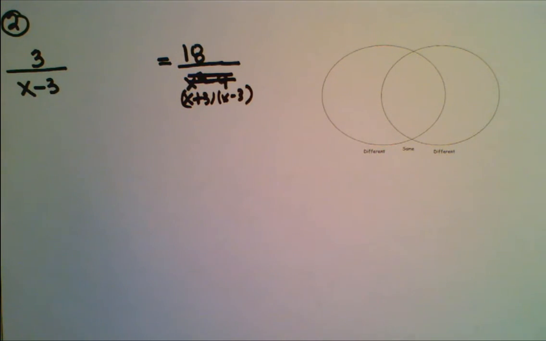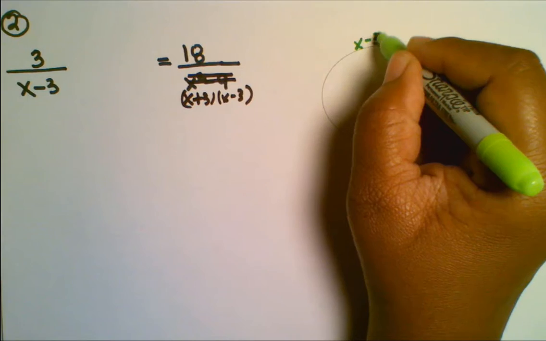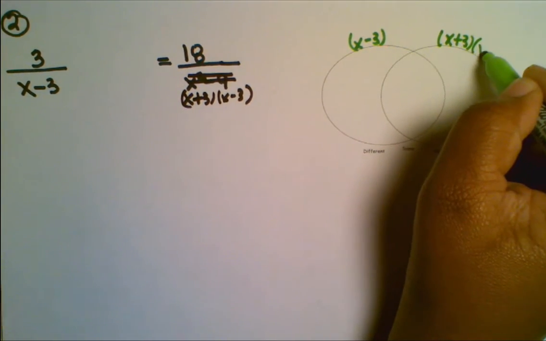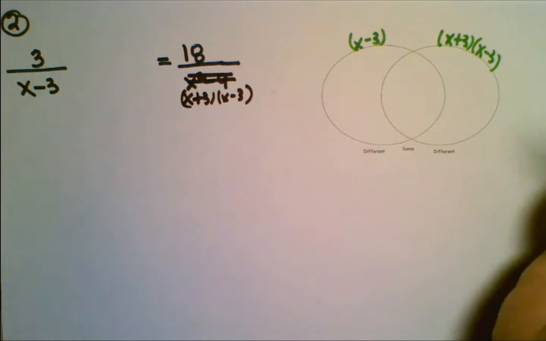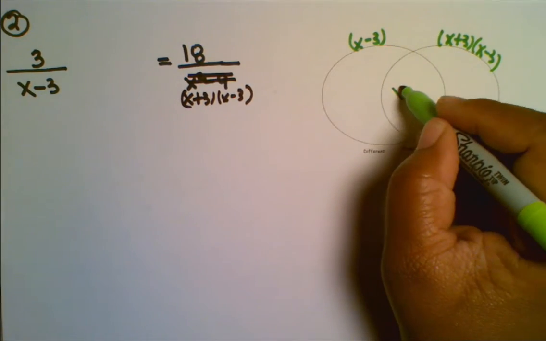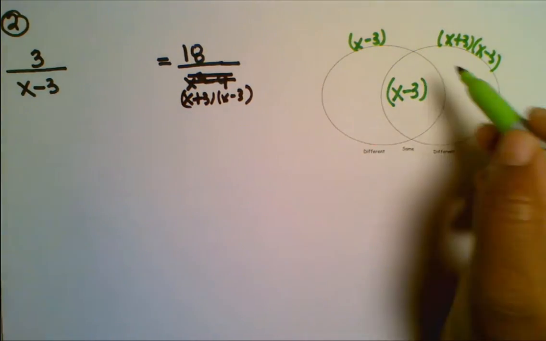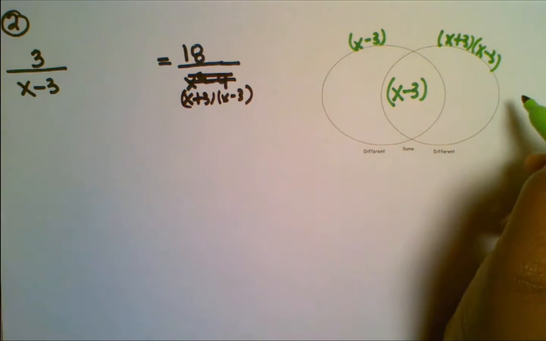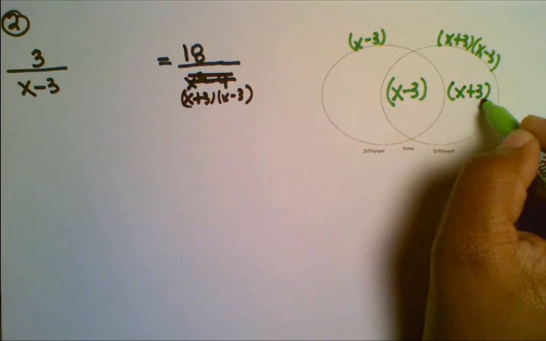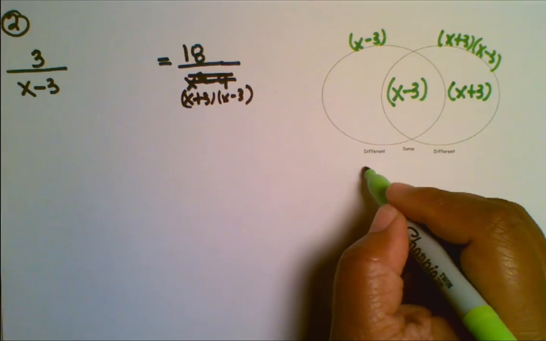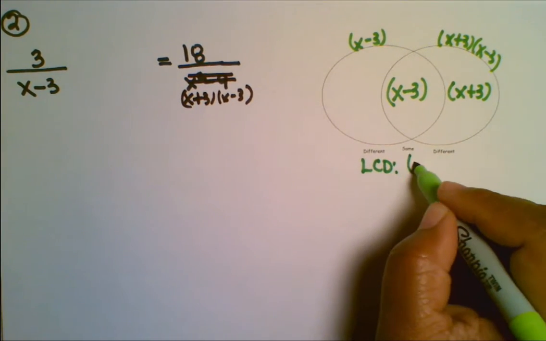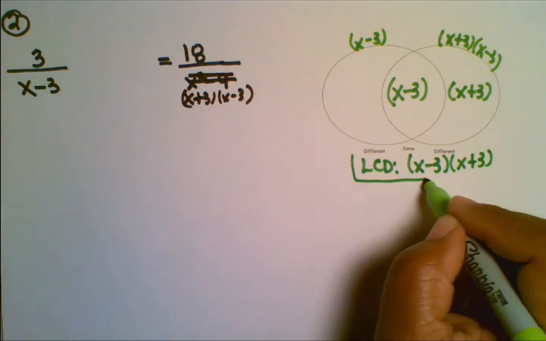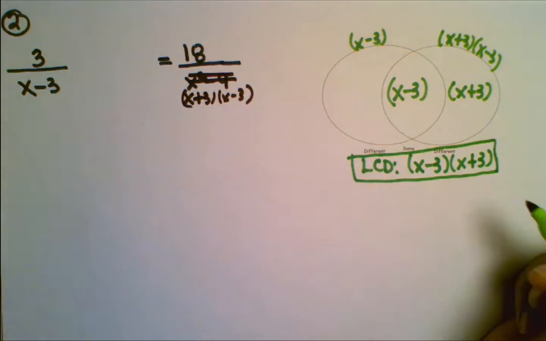The first circle we're going to have represent x minus 3. The second circle, x plus 3 times x minus 3. What's the same? x minus 3. So the first circle is taken care of. The second circle, what would be different? x plus 3. So our LCD is x minus 3 times x plus 3. That's our LCD which we're going to multiply on both sides.